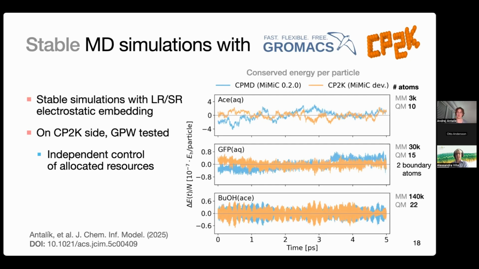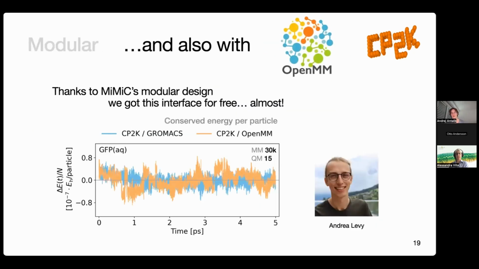The next one is the modularity, and that was actually quite nice because once we performed these simulations, we were able to get a new interface virtually for free. So we performed the simulation that was just as stable with CP2K as a QM client and OpenMM as the MM client, virtually for free, just because someone had to write the OpenMM interface, which was PhD student Andrea Levy from our group. And once the interface was there, it was basically trivial replacing this simulation component with another.